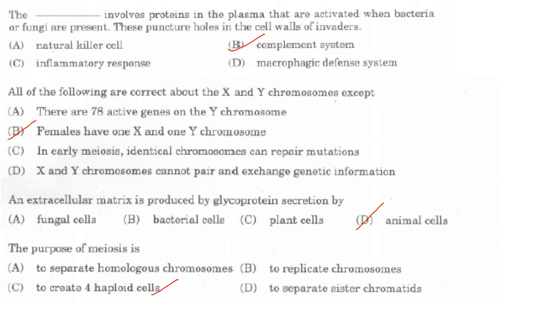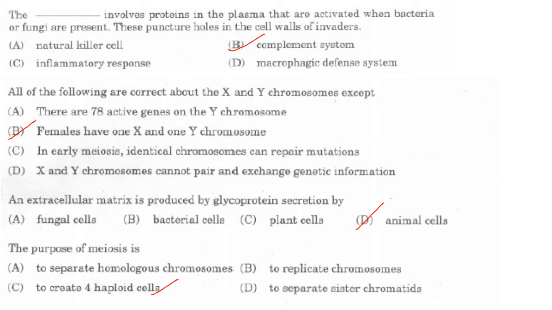Then next one. The dash involves proteins in the plasma that are activated when bacteria or fungi are present. These puncture holes in the cell walls of invaders. Answer is complement system. Answer B.